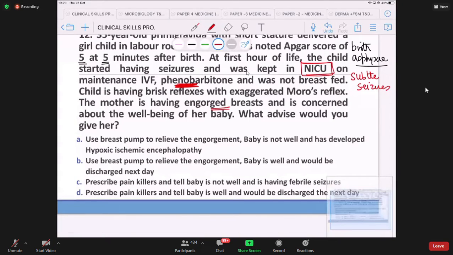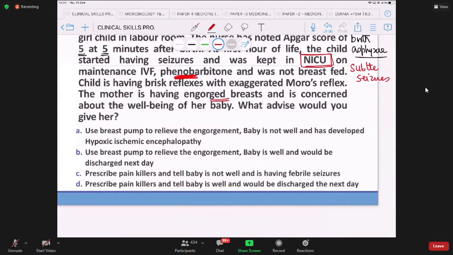Let's read A. It says breast pump to relieve the engorgement. Yes, this looks logical, no? Breast pump to relieve the engorgement. Baby is not well and has developed hypoxic ischemic encephalopathy. Yes, looks like a correct answer. Let's look at B. Use the breast pump to relieve the engorgement, baby is well and would be discharged next day. Well, the wrong thing is that the baby is not well. No, a child having seizures cannot be discharged the next day.